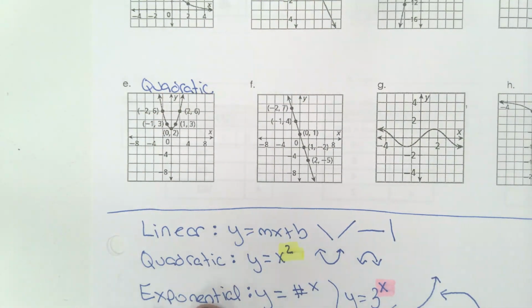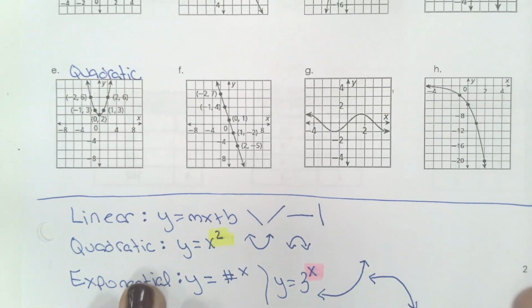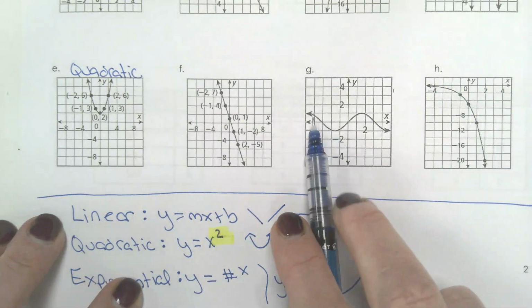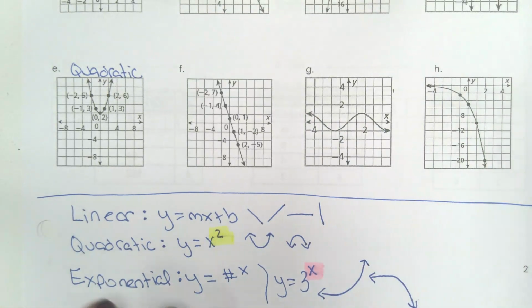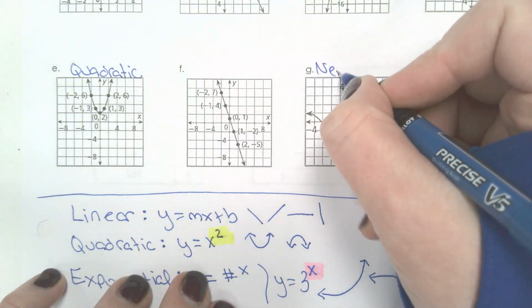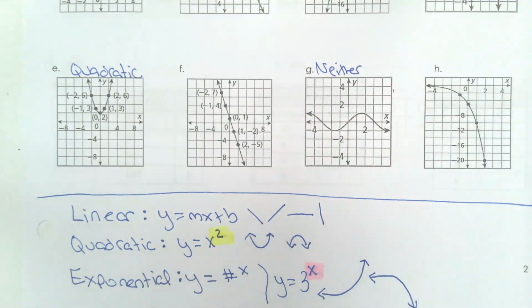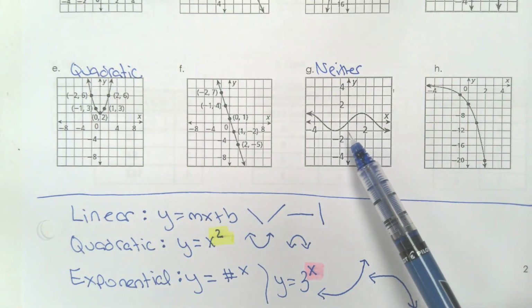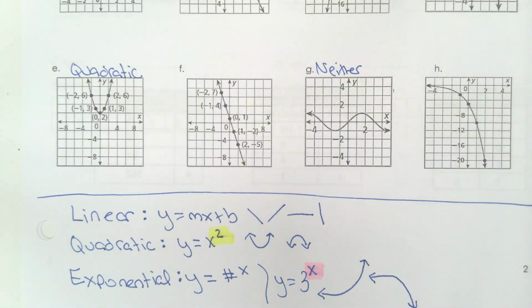One of them is neither. Do you see an example of neither? Sade? G. So we have this curvy line up and down. This is neither or none of the above. Those of you that are moving on to pre-cal, you're going to see these waves, and it's either sine or cosine, I forget.